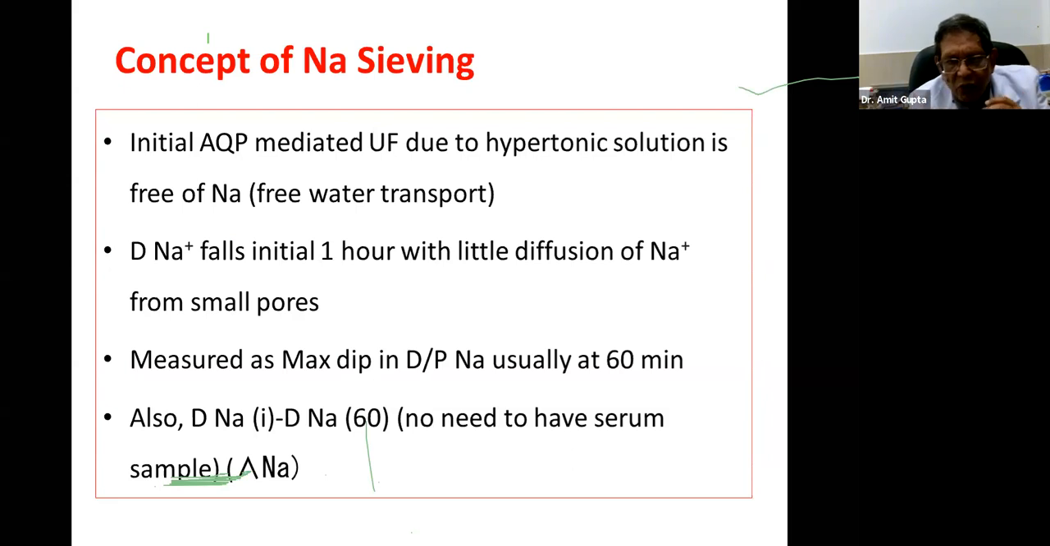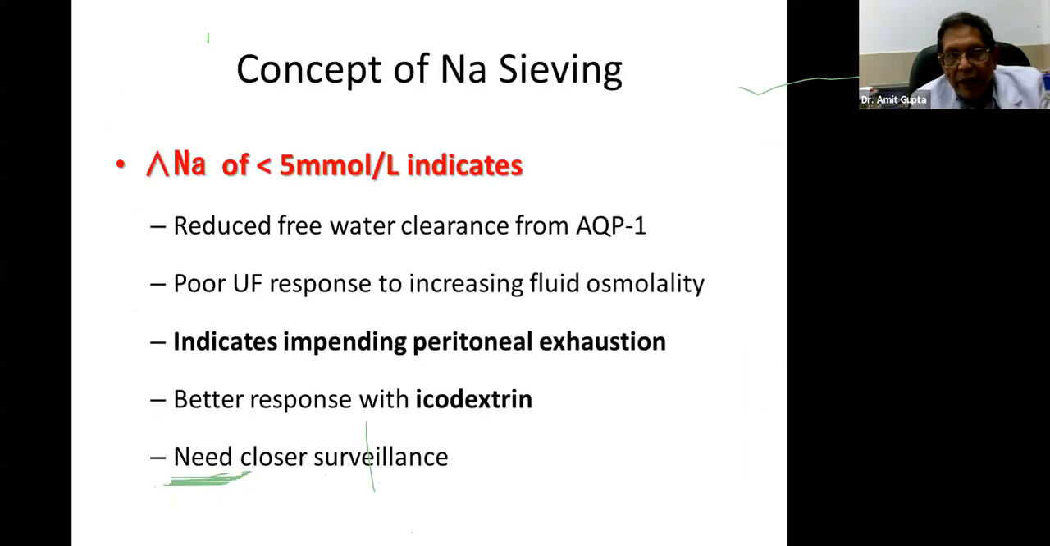So you measure this dip of the dialysate to plasma sodium at the end of 1 hour. As we've seen, normally the dip, if you're using a 4.25% bag, would be in excess of 5 millimoles per liter. So anything less than 5 millimoles per liter indicates reduced free water clearance from the aquaporins. There is poor ultrafiltration response to increasing osmolality of fluids.